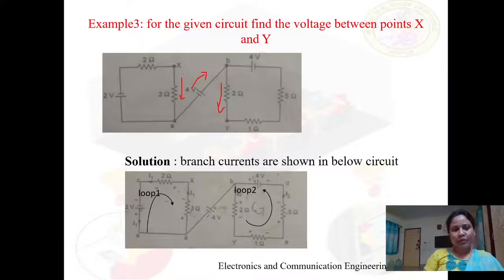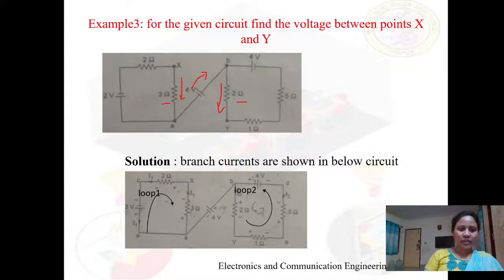In order to find the voltage, let us first see what current flows through this 3 ohm resistor and what current flows through the 2 ohm resistor. Again here we can see two loops. Let us take this as the first loop and this as the second loop. As per our convenience you can take clockwise or anti-clockwise direction. I have taken clockwise for the first loop and anti-clockwise for the second loop. I will assume the current flowing through loop 1 as I1 and through loop 2 as I2.